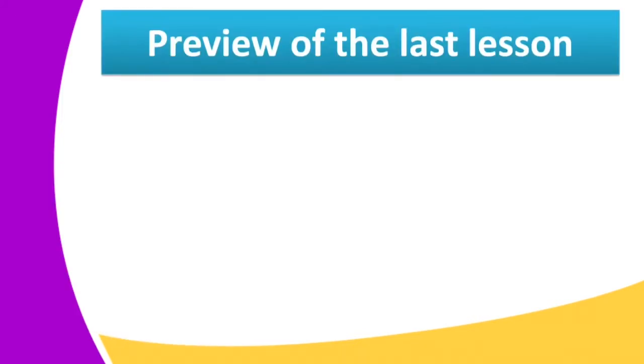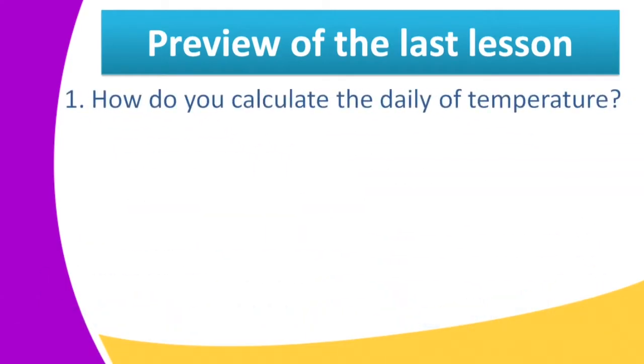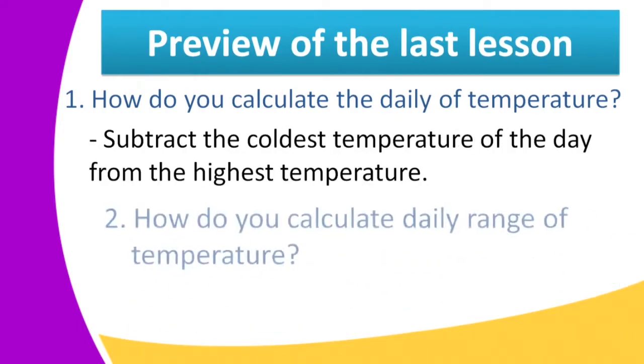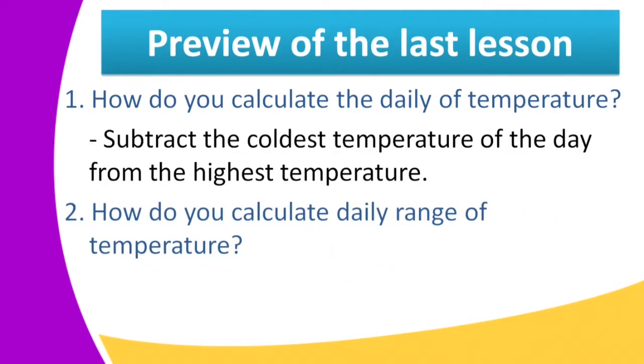So in the previous lesson that we had, you looked at temperature. And just to have a recap, temperature is the hotness or coldness of a place. In temperature, we looked at how to calculate the daily temperature. In the calculation of daily temperature, we subtract the coldest temperature of the day from the highest temperature. So that is how you get your daily temperature.